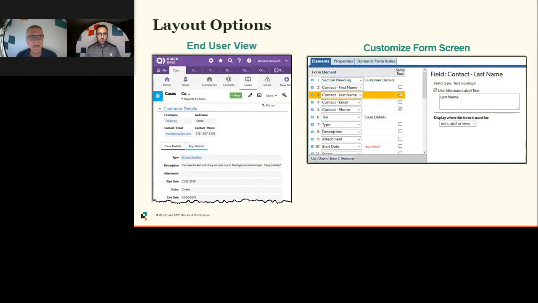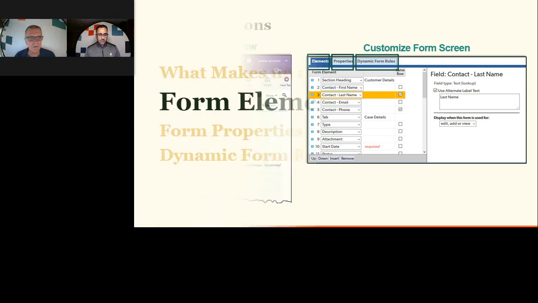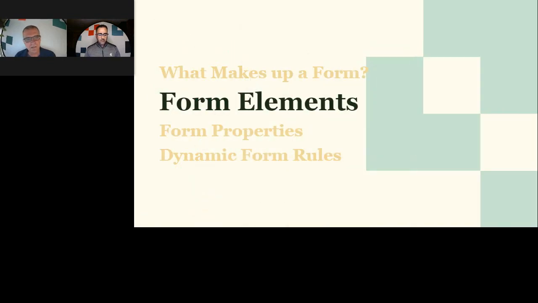All right, so the layout options. On the left, what we see is an actual form in use for cases. And on the right, what you see is our customized form screen. There's the three sections on the form we're going to talk about: elements, properties, and dynamic form rules. All right, so what makes up a form? Form elements.